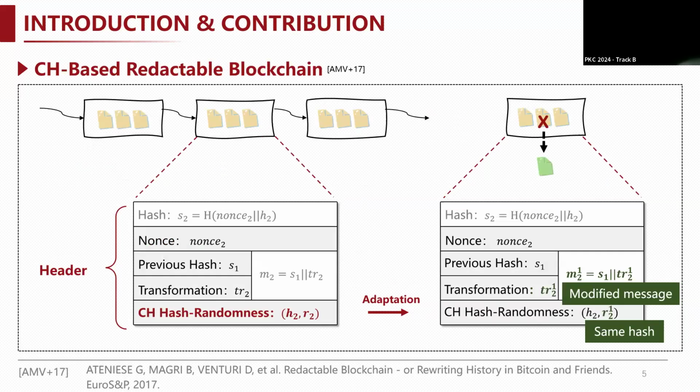And according to the existing results, we can upgrade a traditional blockchain to a redactable one by using chameleon hash functions in place of the traditional hash functions. And more precisely, one can use the trapdoor of the chameleon hash to find collisions so that the content in the blockchain can be modified without changing its hash values.